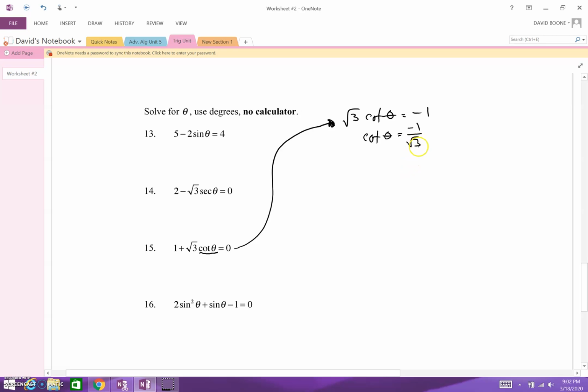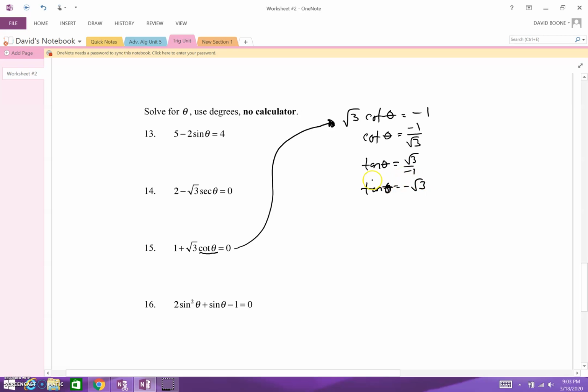Now some of you might get a little nervous because you see a radical on the bottom here, but I think this is going to take care of itself here, because normally we like to solve for sine, cosine, or tangent, because that's the kind of way our unit circle is designed. So that's fine, because what we're going to do is the reciprocal of cotangent is tangent, and then all I got to do is reciprocate this side. So that'd be root 3 over -1, or simply you could just say tangent of theta equals negative root 3.